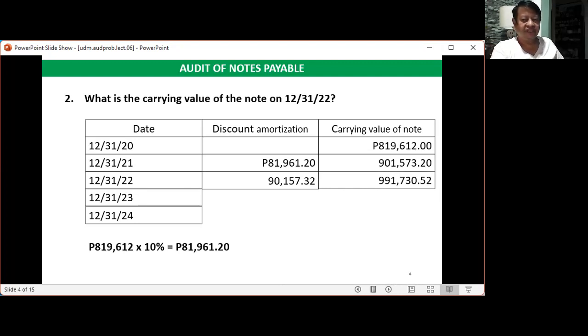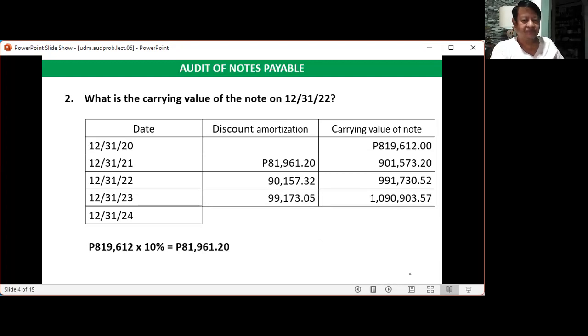And then in 2023, we will again compute for the discount amortization using the interest rate of 10%. So 991,730.52 multiplied by 10%, that is 99,173.05. We will add this amount to the carrying value of the note. So the carrying value at the end of 2023 is 1,090,903.57.